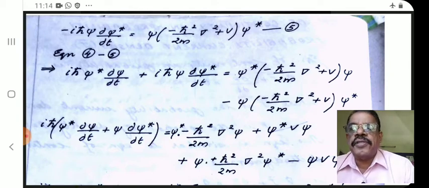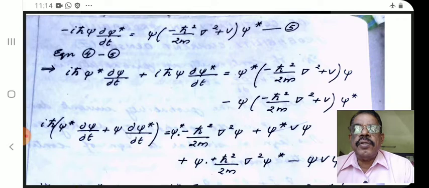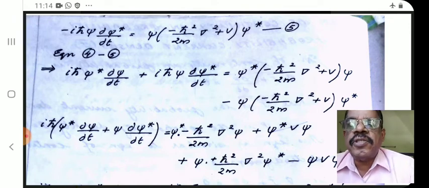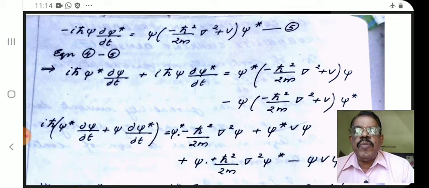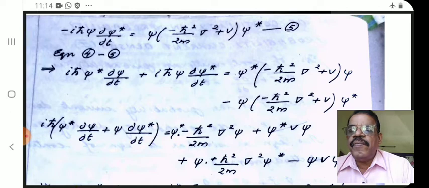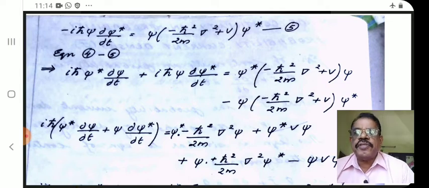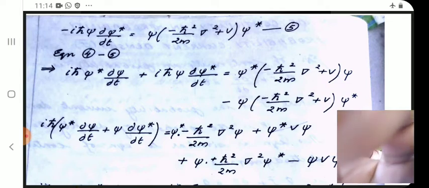LHS is over. RHS: psi star into minus h cut square by 2m del square plus V into psi, minus. Here the RHS term of equation 5 is plus though, so it will become minus psi into minus h cut square by 2m del square plus V psi star. A simple step. What we have done is 4 minus 5. Five is subtracted from 4 as in usual equations. Nothing complicated.